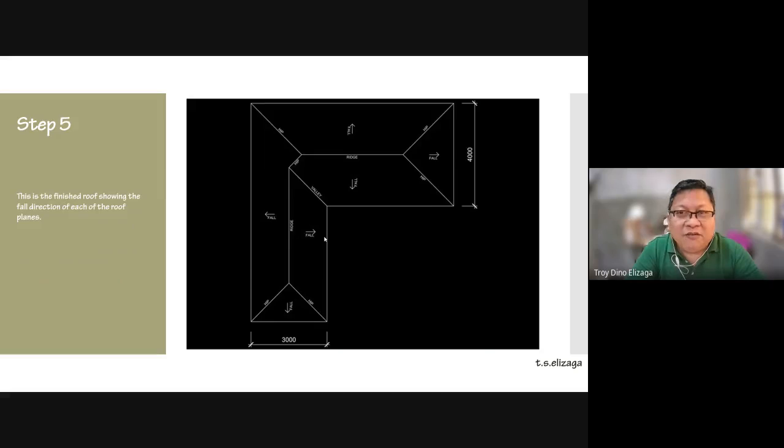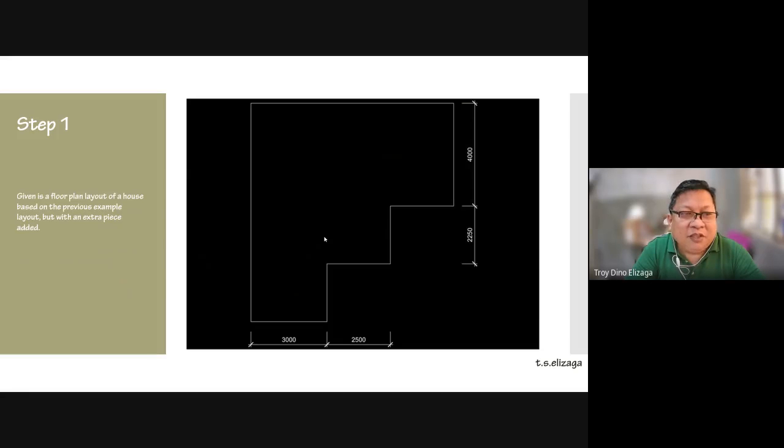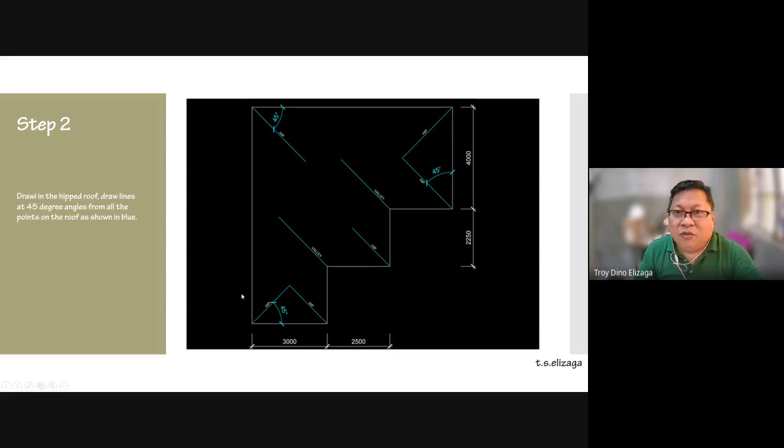So very easy. So let's make it a bit harder. The floor plan earlier, this time with an extra piece added here. So we added 250 millimeter at one side, and then 500 projection the other. So now this is our plan. So we do the same thing, put in 45-degree lines.